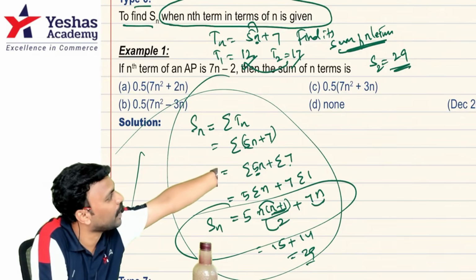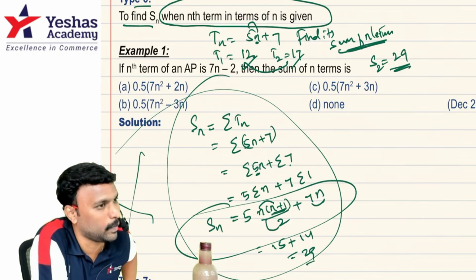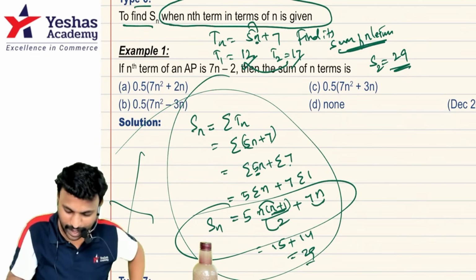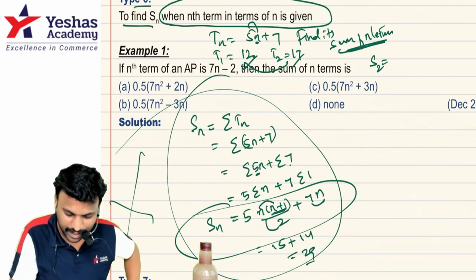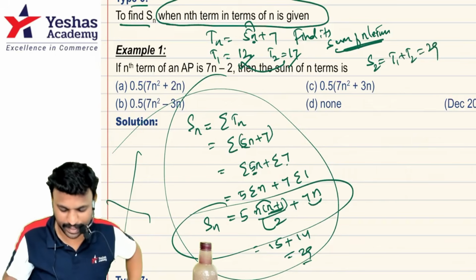Put n is equal to 1 in Tn. I get T1 is equal to 5 plus 7. T2 is equal to 5 times 10 plus 7, which is 17. So S2 is what, guys? S2 is T1 plus T2, which is 29.